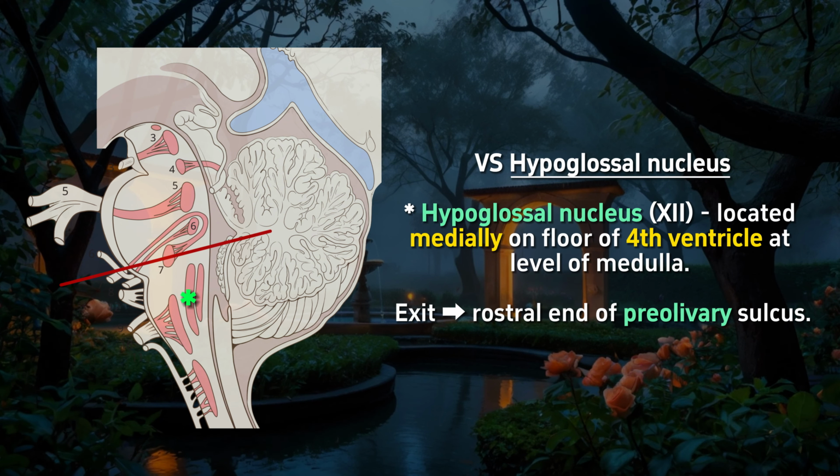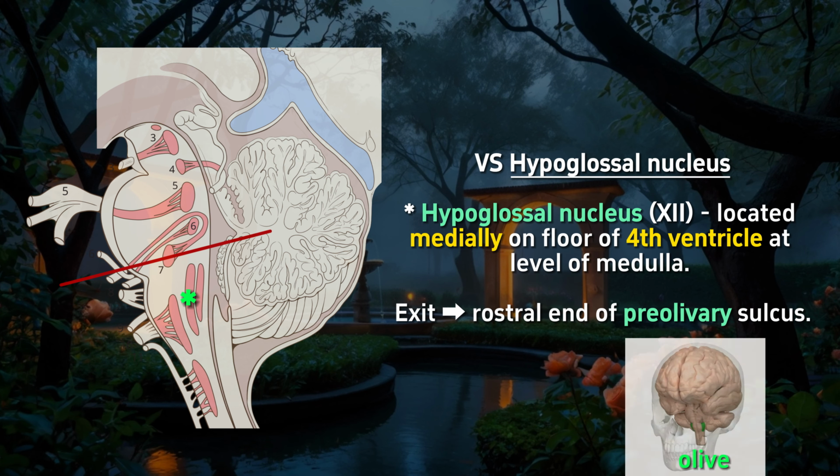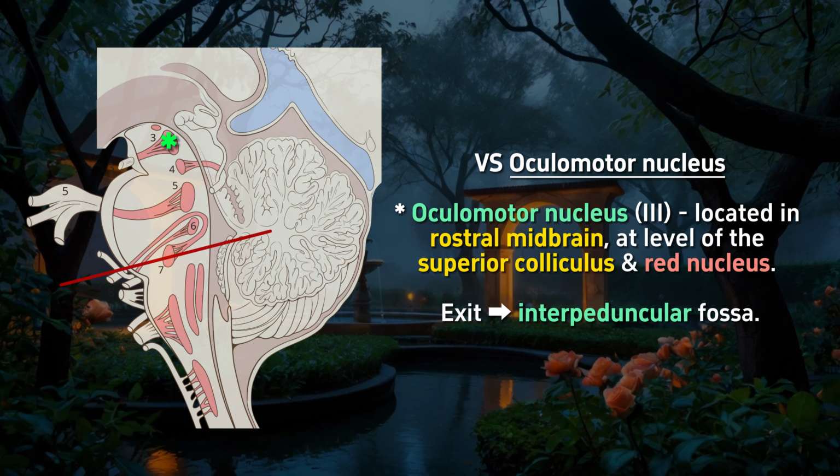The hypoglossal nucleus is located medially on the floor of the 4th ventricle at the level of the medulla, and the nerve exits at the rostral end of the pre-olivary sulcus. The oculomotor nucleus is located in the rostral midbrain at the level of the superior colliculus and red nucleus, and the nerve exits at the interpeduncular fossa.